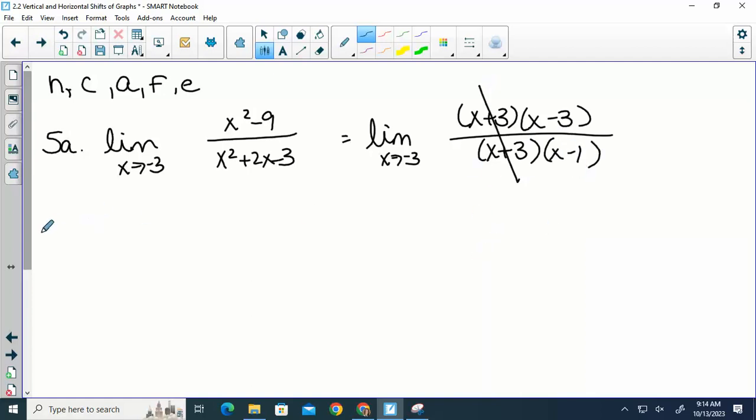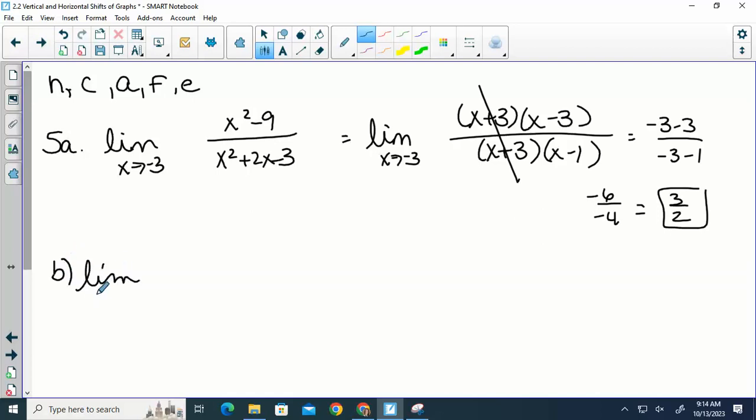Those cancel. So can I plug in my negative 3 now? Yes, because we're no longer getting 0 on the bottom. So we have negative 3 minus 3 over negative 3 minus 1. My limit went away because I plugged it in. So that gives me a negative 6 over a negative 4, which is a positive 3 halves.